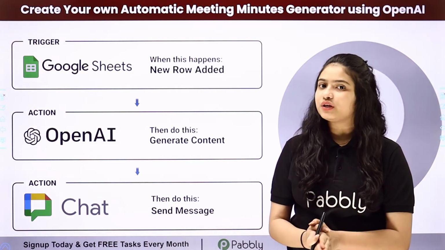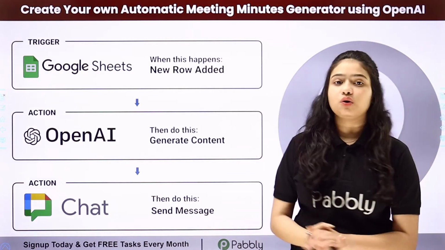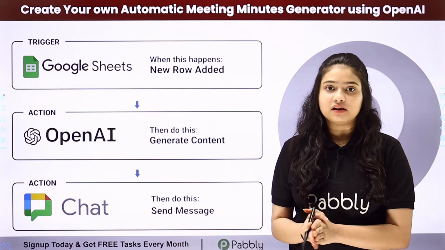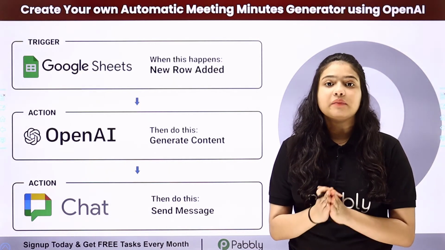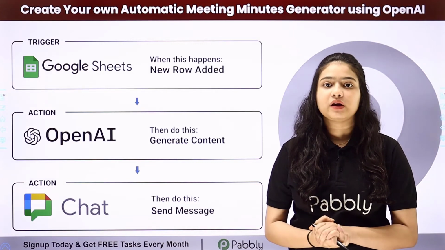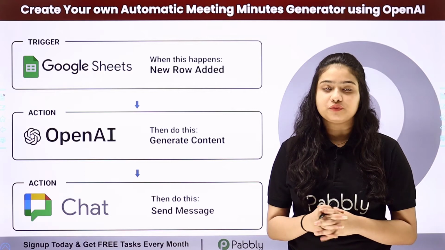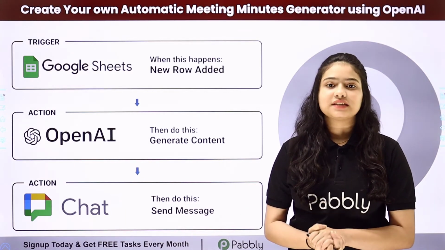In this video, we are going to learn how to create your own automatic meeting minutes generator using OpenAI. Here, my objective is that whenever I add a new title related to an upcoming event or meeting in my Google Sheets, minutes of the meeting should automatically be generated by OpenAI on that same title. And then the same generated content should automatically be shared with my team members on Google Chat. So how are we going to automate this entire process?